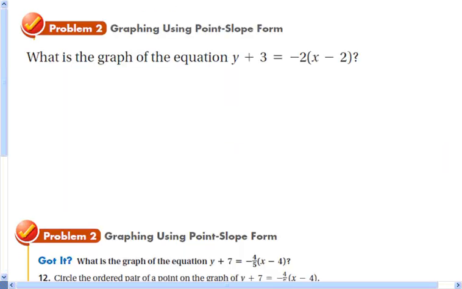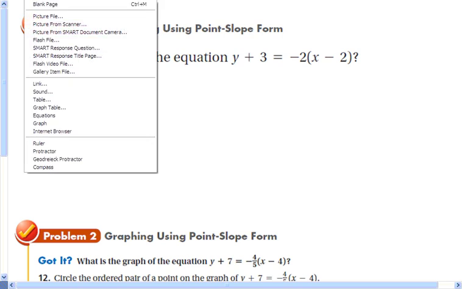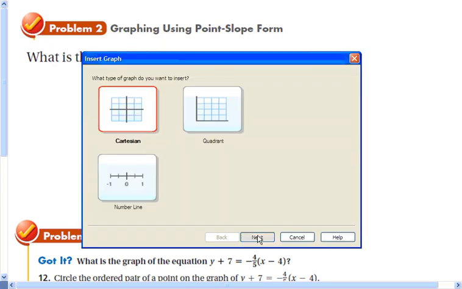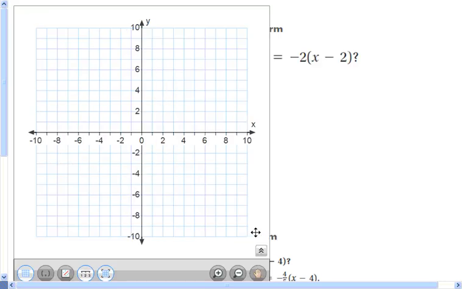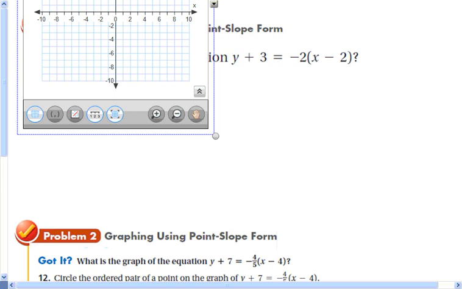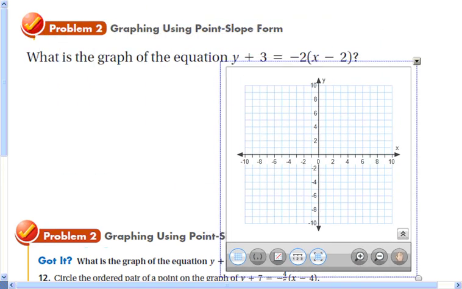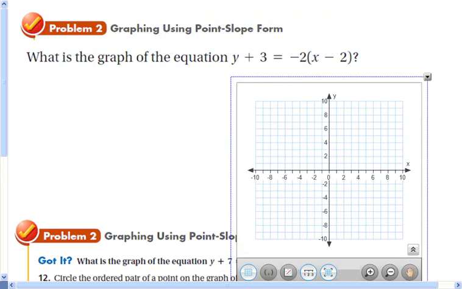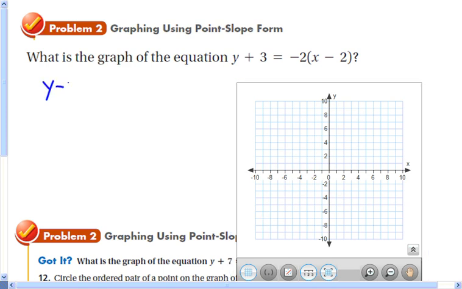All right, we can also graph an equation using this point-slope form. So here we have a graph. And from this equation, we can remember that this is the form y minus y sub 1 is equal to the slope times x minus x sub 1. And so we're going to write the equation in that form.